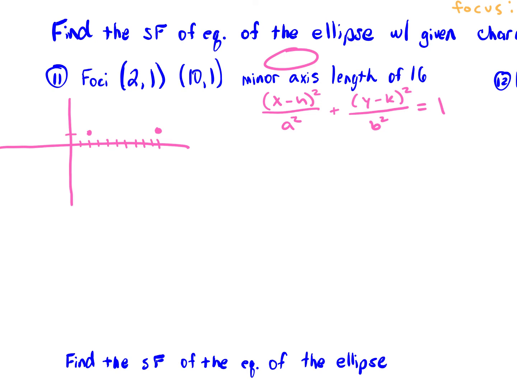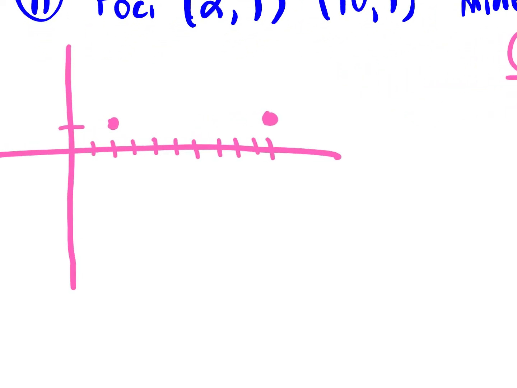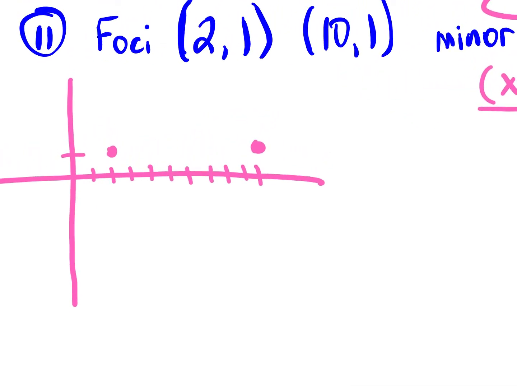Do I know how to find my center? Do I know what h and k are? How do I find that? I can do the midpoint formula of the foci, or since I graphed it, I can just look at it. I know that there's 8 spaces in between 2 and 10, so halfway would be 4. So 1, 2, 3, 4. Or you can do the midpoint formula.